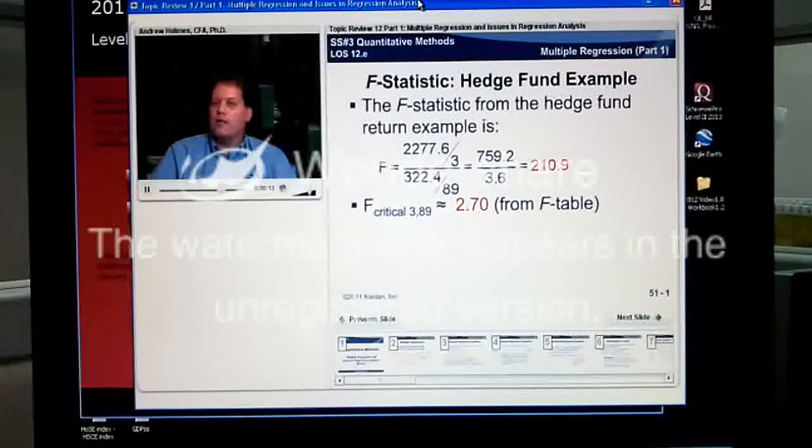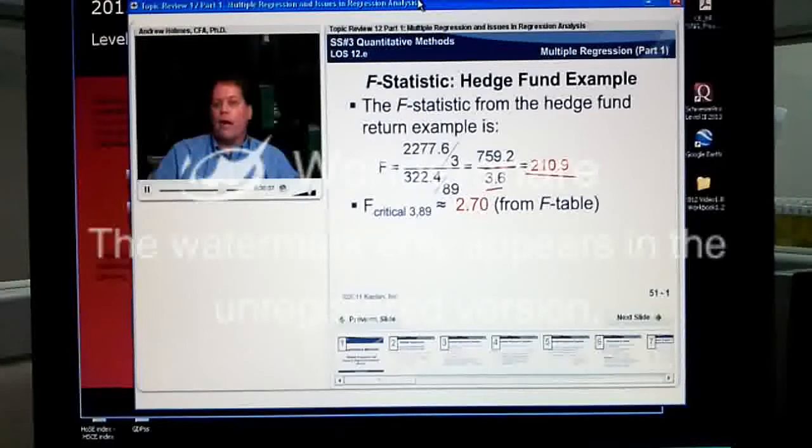We get an MSR of 759.2 and an MSE, mean square error, of 3.6. Those both come out of the ANOVA table. We are going to review it, so if you felt a little uncertain with it when we were doing simple linear regression, we'll go back over it in just a minute. What we get is a calculated F statistic of 210. We're going to compare that to our F of 2.7.